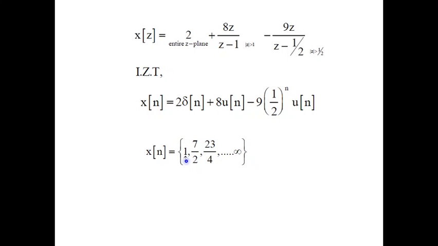For negative values of n, obviously delta of n minus 1, n minus 2 will be 0, u of n minus 1, n minus 2 will be 0, and hence for all negative values of n, x of n will be 0 and it starts from positive values. So x of n can also be represented by means of its impulses.